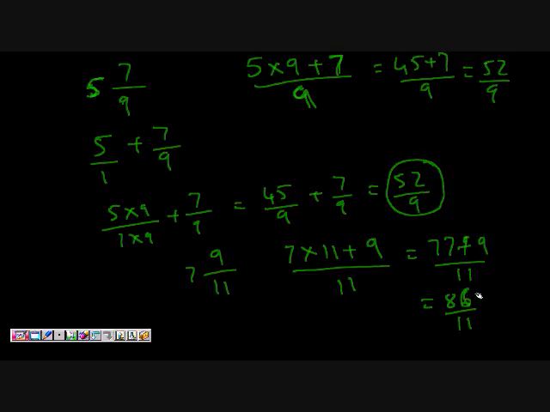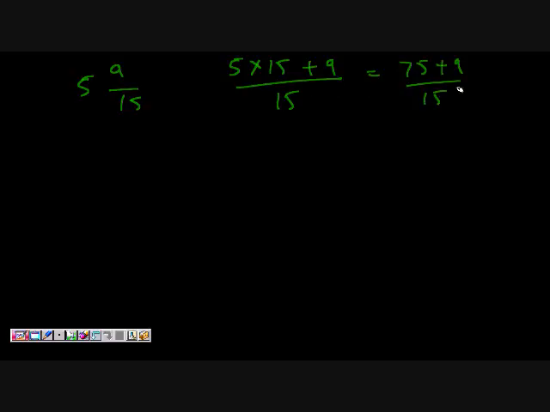So it's converting it into an improper fraction. Let's take one more example of a mixed fraction. You're given 5 and 9/15. Taking the example of before, we multiply the whole number by the denominator, add the numerator to it, and then divide by the denominator.